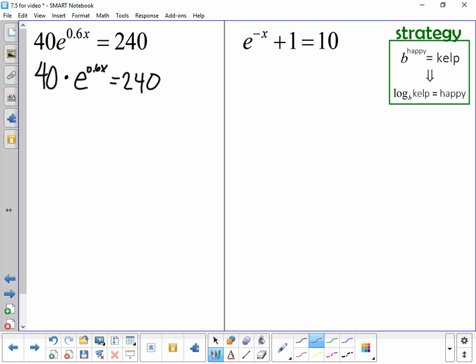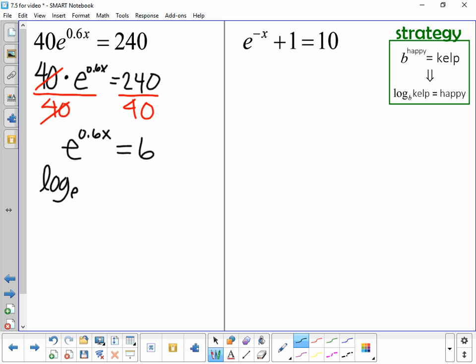So before we start rewriting or anything, we need to divide both sides of our equation by 40. And that would reduce to 1. So we have e to the 0.6x power is equal to 6. 240 divided by 40 is 6. And now we can rewrite it. So as we rewrite this equation, it's going to be a log base e. So we write the log with whatever the base is, the base stays the same, of 6 is equal to 0.6x.